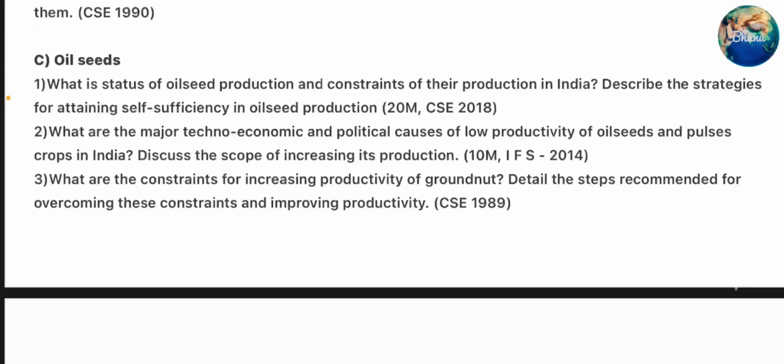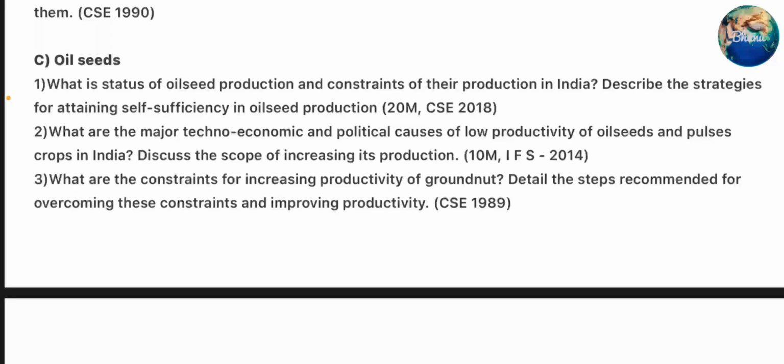C. Oilseeds. What is the status of oilseed production and constraints of their production in India? Describe the strategies for attaining self-sufficiency in oilseed production. What are the major techno-economic and political causes of low productivity of oilseeds and pulses crops in India? Discuss the scope of increasing its production.